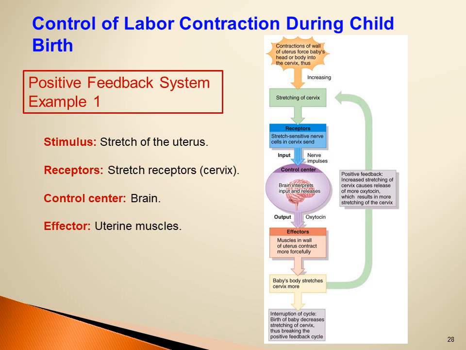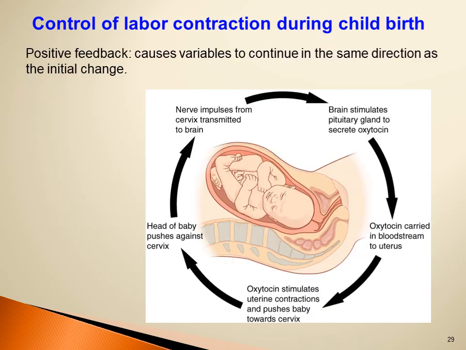And this is a very good example of positive feedback system, where the response is in the same direction of the stimulus. So the positive feedback will cause the variable to continue in the same direction as the initial change, and you can see in this drawing or in this figure that the head of the baby will push against the cervix, and this will cause stretch of the cervix.